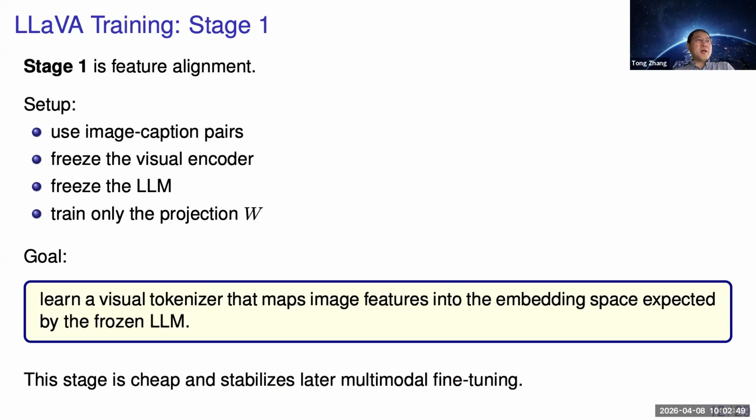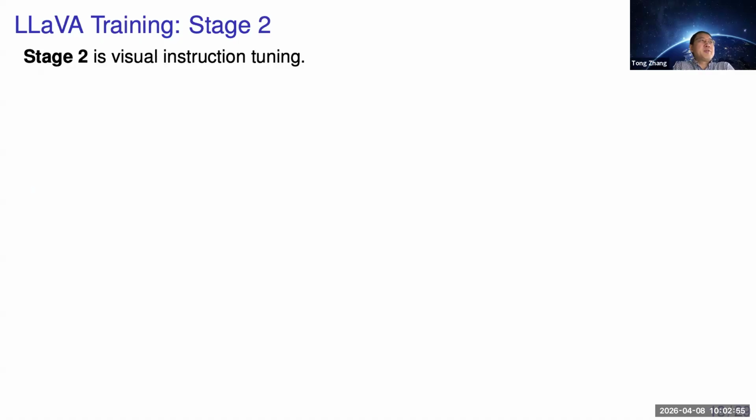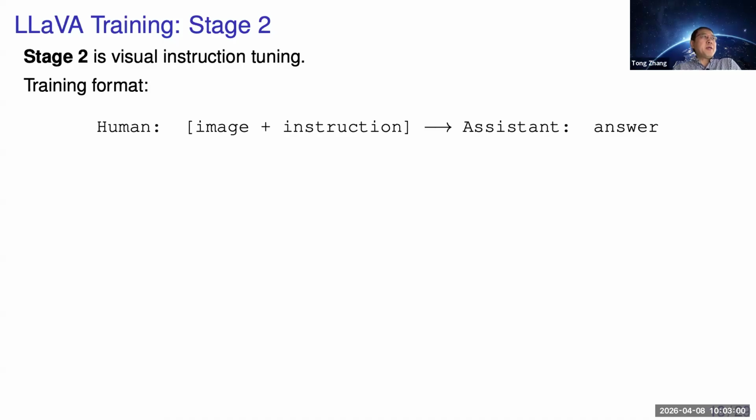And then after that, you can fine tune all of that. So stage 2 is visual instruction tuning. The training format is basically image plus instruction to the answer. This is a typical way of doing it. It could be user equals something, but I think the paper has a slightly different encoding than the more modern ones. Nevertheless, you have an image token and an instruction, and you need to answer.